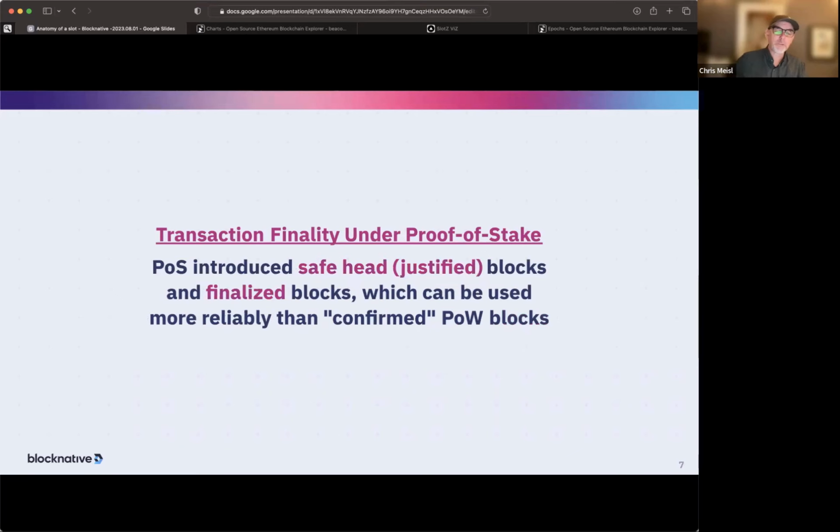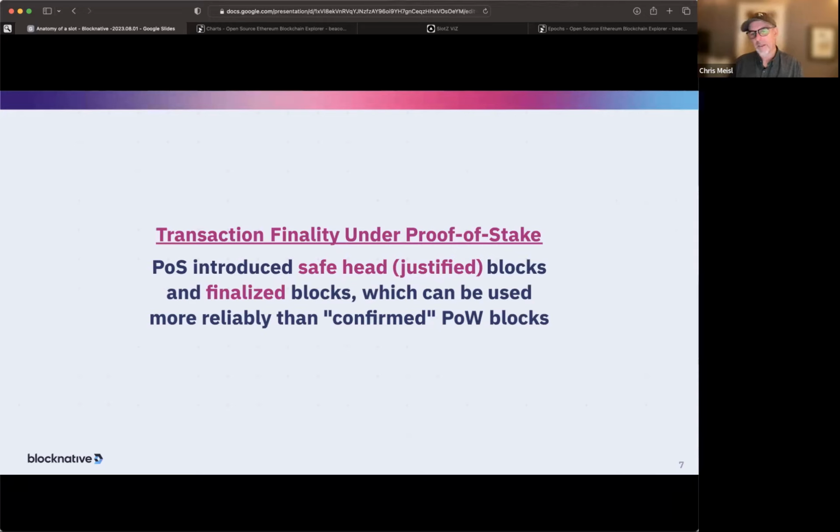Now, under proof of stake, this introduces the idea of what's called a safe head or a justified block. And then if you go a little bit farther back, there's a finalized block. A finalized block is one that really can't be reverted. Now, can't be reverted, that's a strong statement. I don't really mean absolutely can't be reverted. What I mean is that the cost of that reversion would be so extreme that for all practical purposes, you can say that it won't happen.